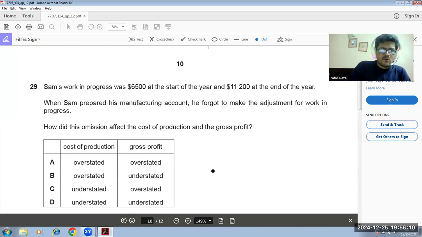How does this omission affect the cost of production? The difference in inventory is going to be subtracted from cost of production. So cost of production is going to be reduced.